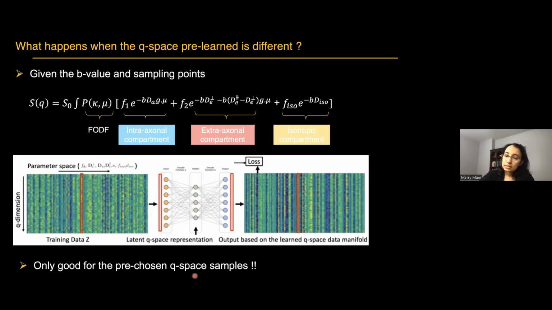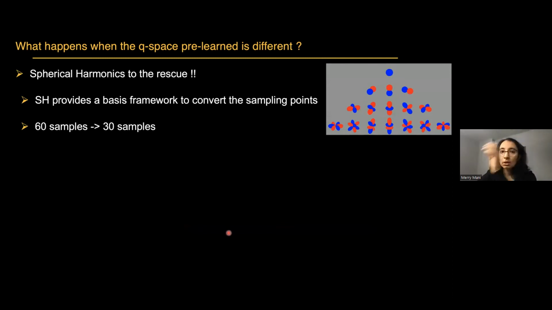The main reason is that, as you can see here, the input points of the autoencoder are defined by the number of Q-space samples that you have in the data. So suppose you train to reconstruct 60 Q-space samples, then this autoencoder doesn't know how to reconstruct 30 samples. Okay, so that's the main problem. But we can overcome this problem by a slight modification of our autoencoder formulation.